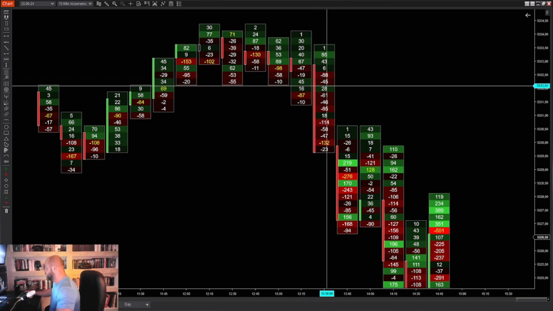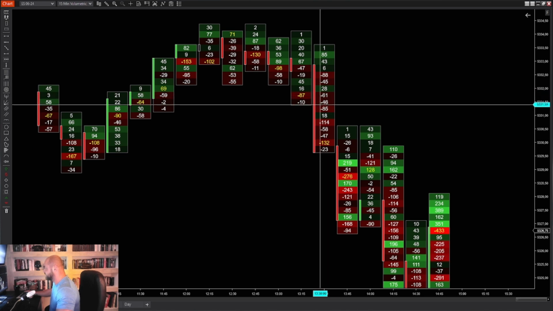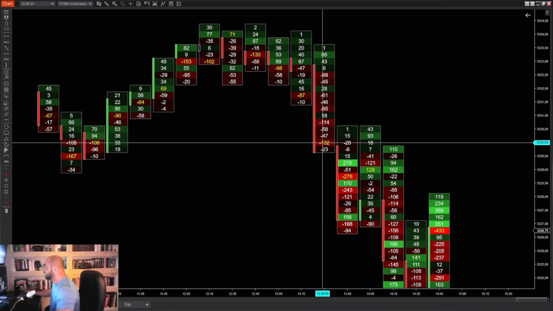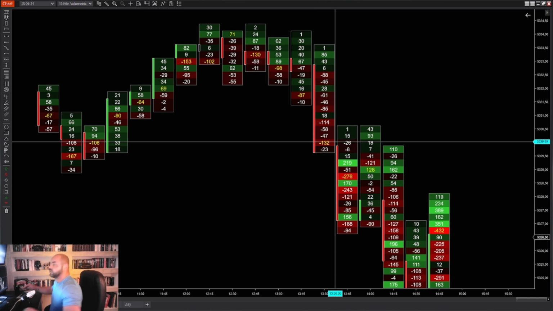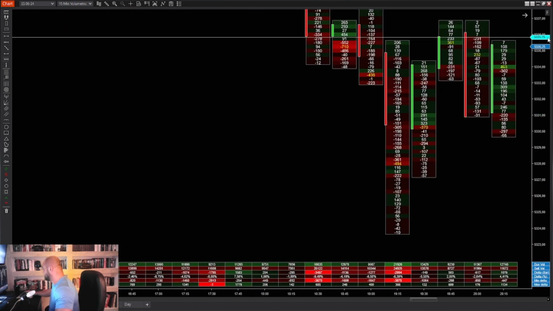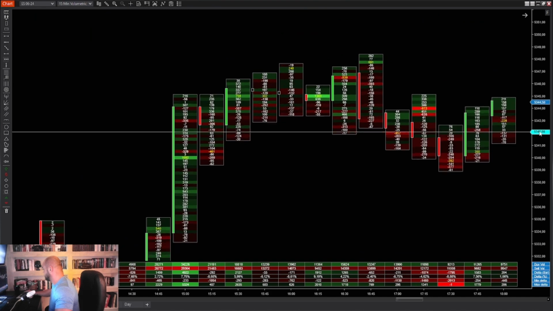Price starts to sell off, and when it sells off, we get 61, 85, minus 114, minus 132. So we see stacking of selling delta. This is one way to interpret it. One way to further interpret it is, I will take the same bit here.